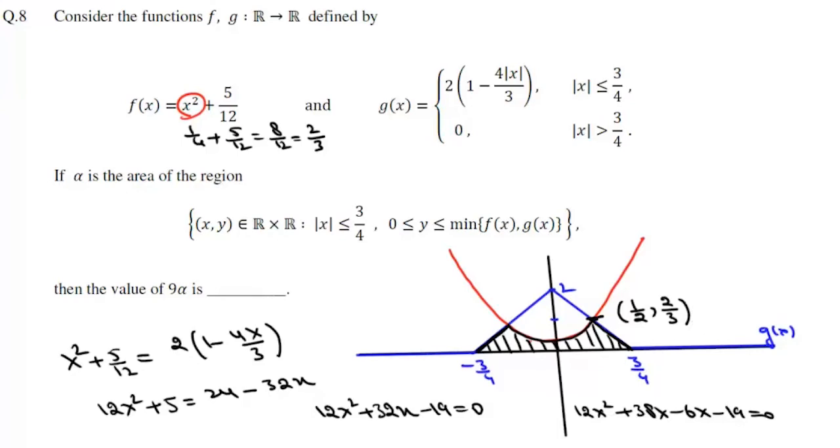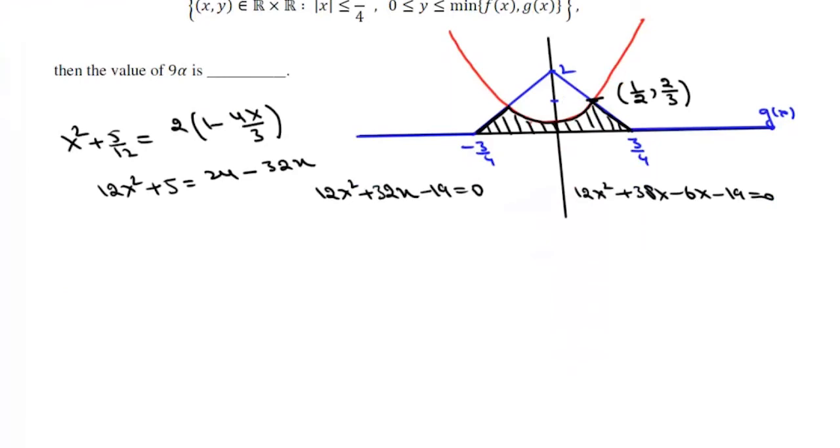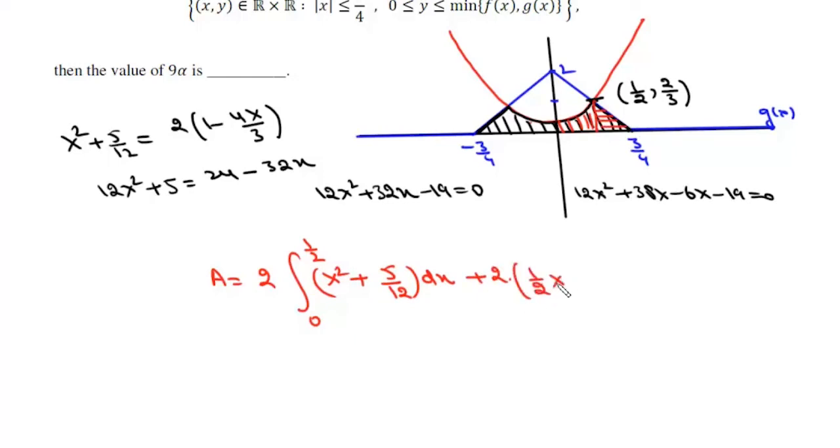Now we'll find this area. Now this area, it will be 2 times, and then from here to here we'll integrate this parabola. It will be this integral from 0 to 1 by 2 of x square plus 5 by 12 dx, and then plus 2 into the area of this triangle, and the area of this triangle is 1 by 2 into, now this is 3 by 4 minus 1 by 2, it will be 1 by 4 into this height, which is 2 by 3.